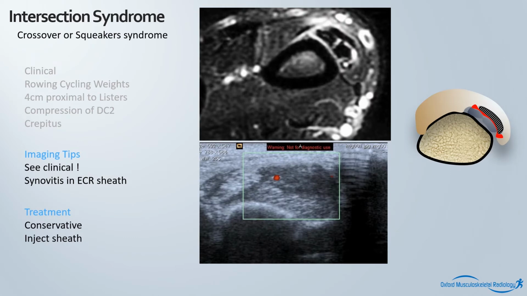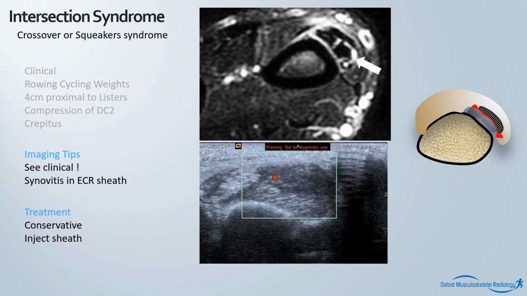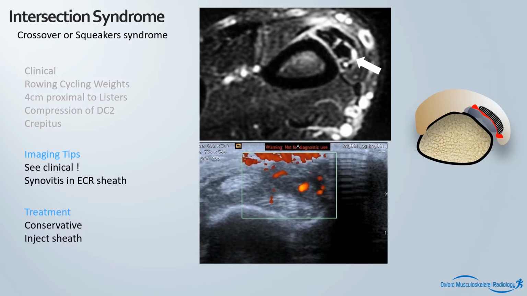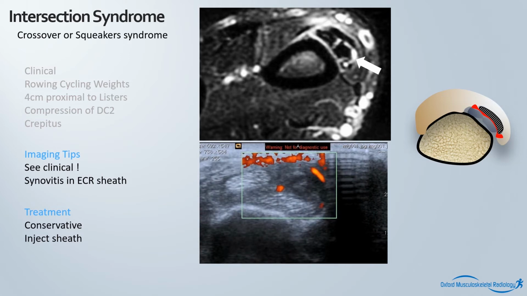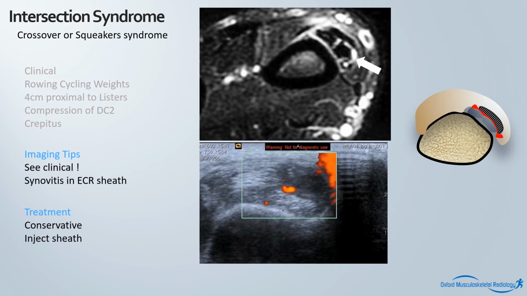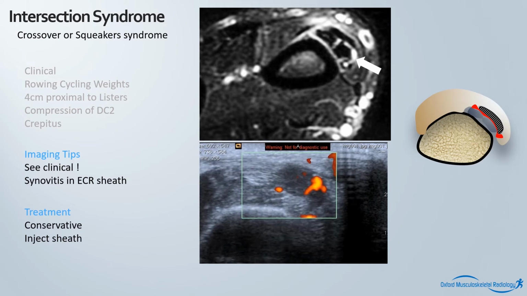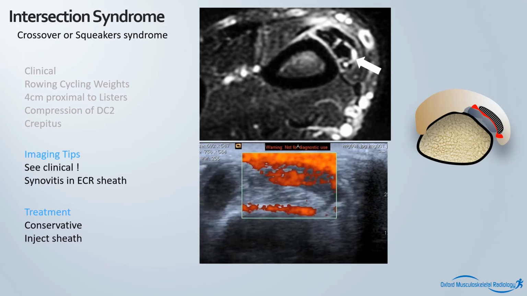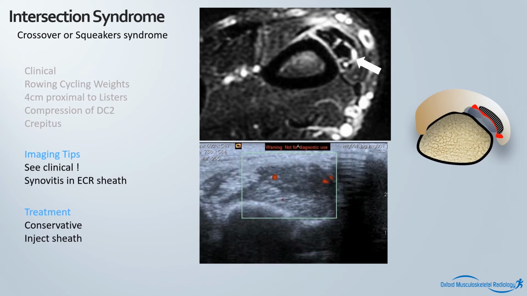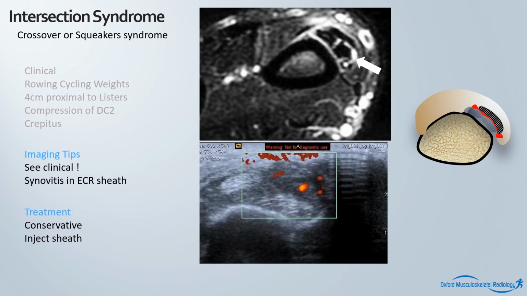With regards to imaging tips, in terms of MRI, again, it is the location of the edema as the tendons cross. For ultrasound, the presence of crepitus can be very useful to localize the abnormality, and then scanning in the area may demonstrate some of the synovial thickening with Doppler activity, as in this case. Treatment is again conservative, changing the repetitive action if possible, or if necessary, the sheath can also be injected.